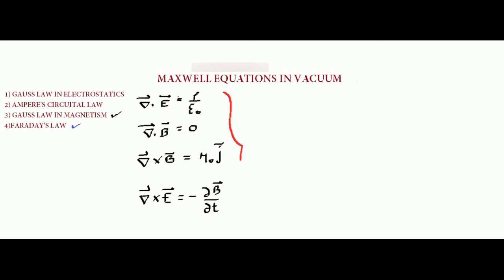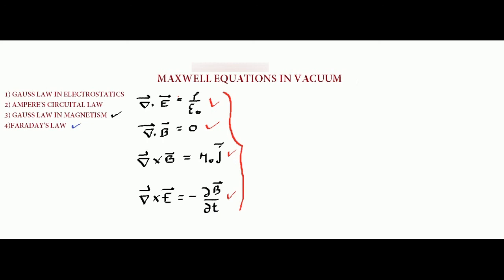The first law is the Gauss law. The second law is the Gauss law in magnetism. This is Ampere's circuital law, and this is Faraday's law. Agreed? Once you have the Maxwell equations, we'll look at their power.